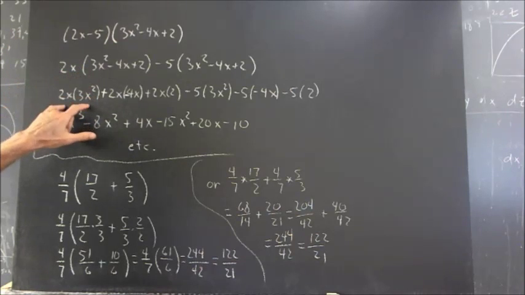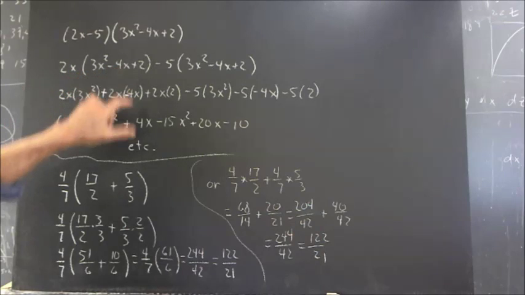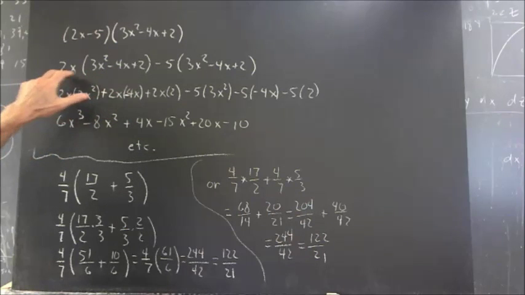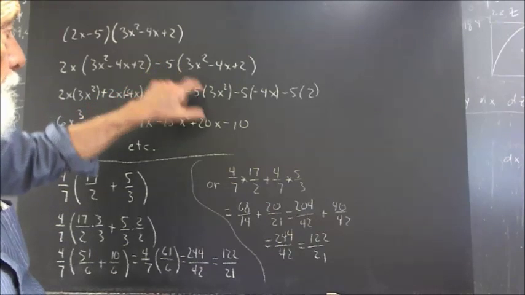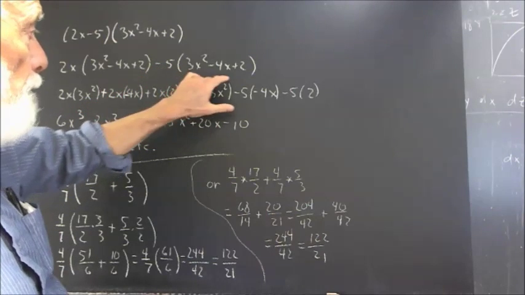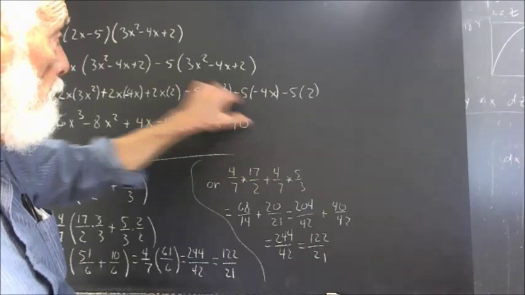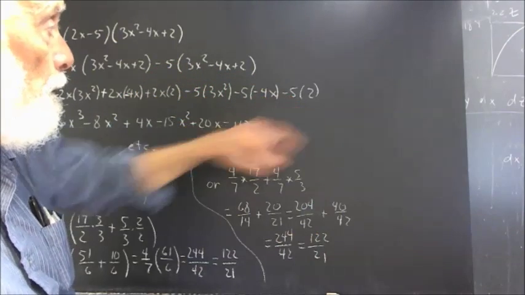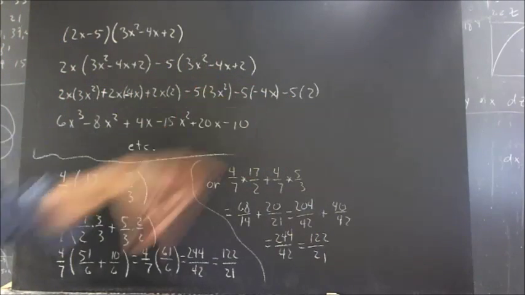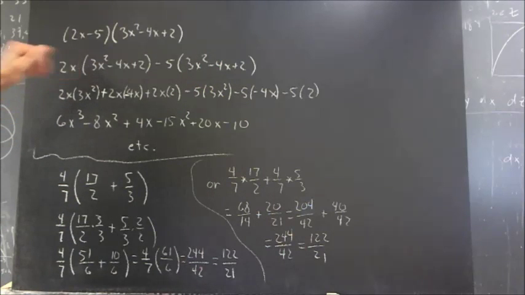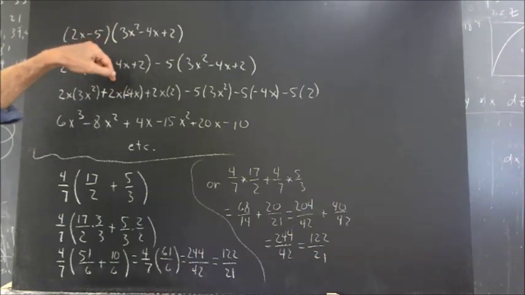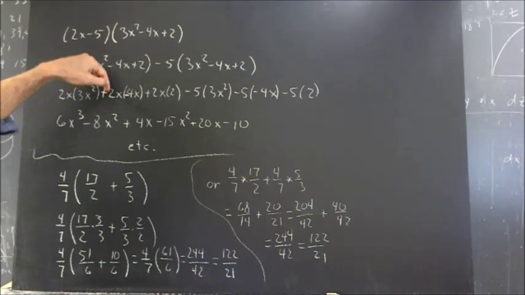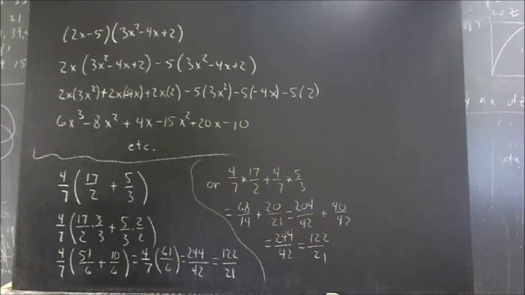2x times 3x squared, 2x times negative 4x, 2x times 2. Negative 5 times 3x squared, negative 5 times negative 4x here, negative 5 times 2 here. We can multiply these terms out. 2x times 3x squared, 2 times 3 is 6, x times x squared is x cubed. 2x times negative 4x, x times x is x squared, 2 times negative 4 is negative 8.